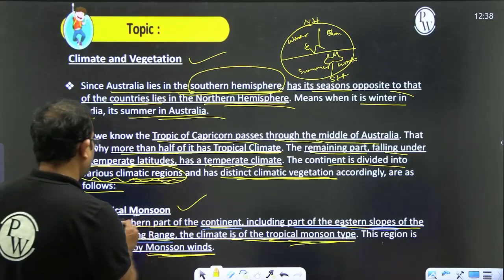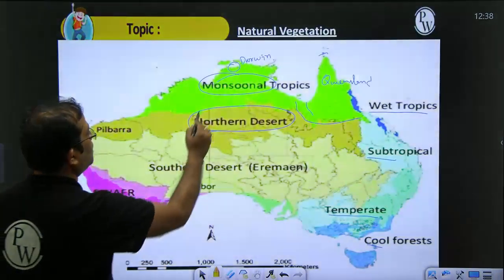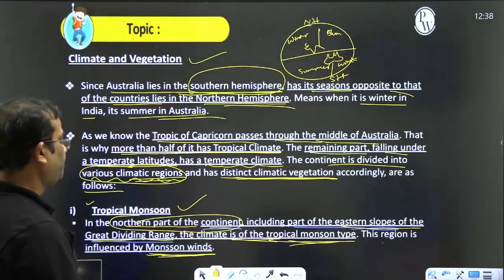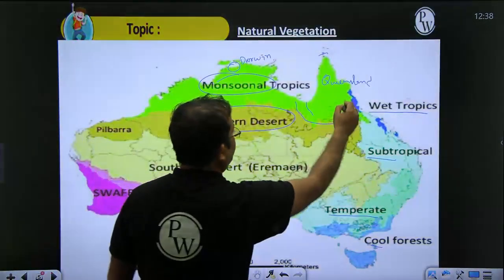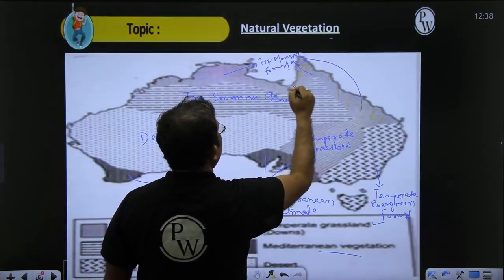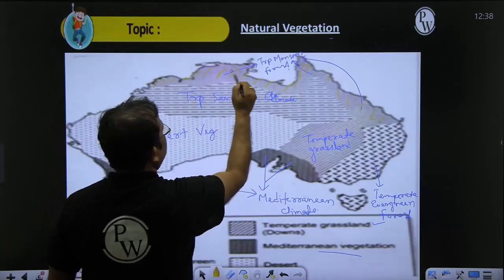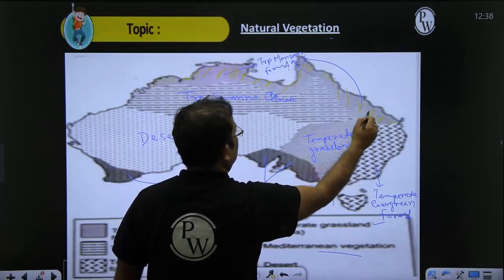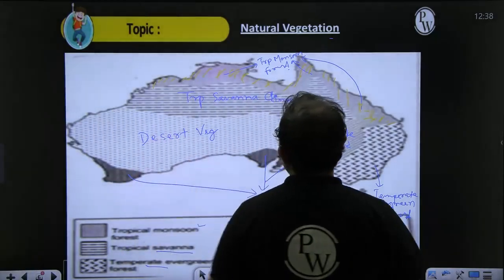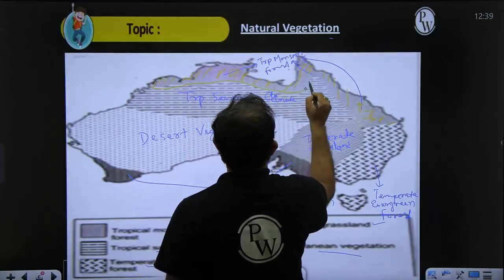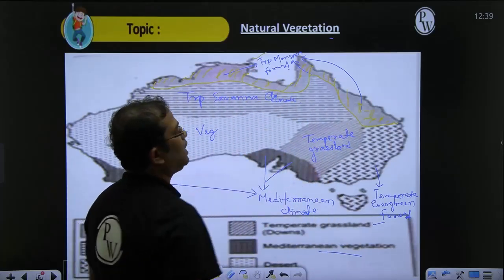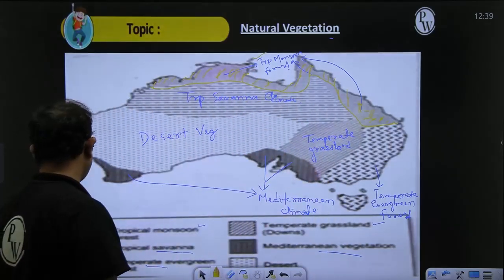Northern part of the continent, you can see, monsoonal climate, including the eastern slopes of the Great Dividing Range. This total is monsoonal. This part of Australia is monsoon, including the eastern slopes. This is completely your tropical monsoonal climate or forest. Accordingly, vegetation is also there.